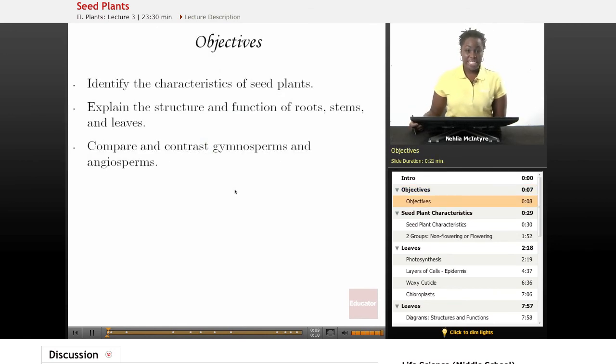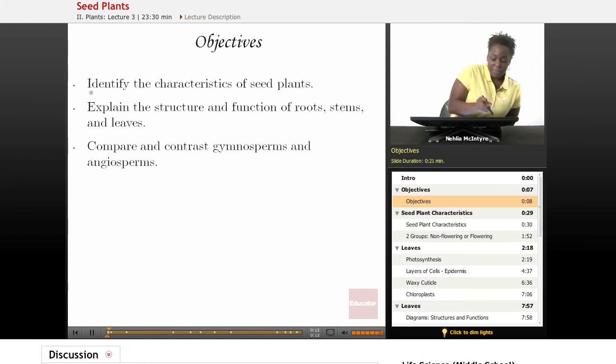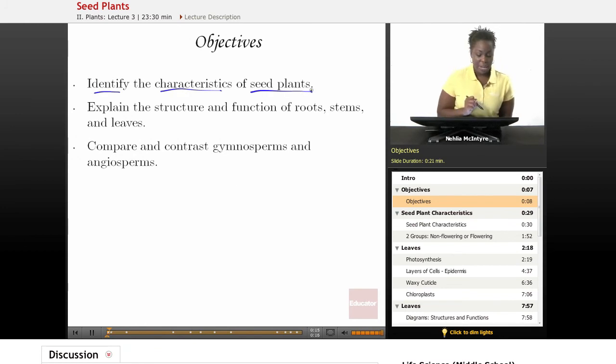Objectives for today's lesson are, number one, identify the characteristics of seed plants. Number two, explain the structure and function of roots, stems, and leaves. And number three, compare and contrast gymnosperms and angiosperms.